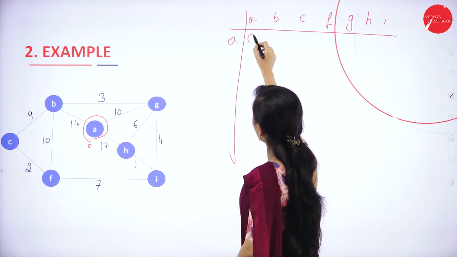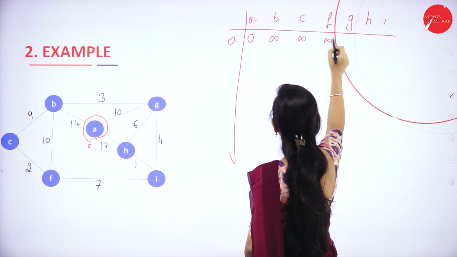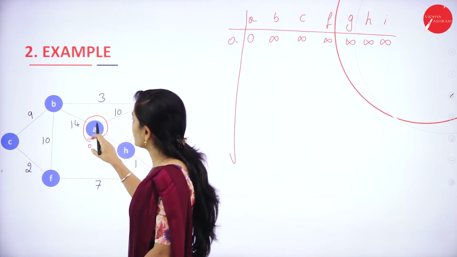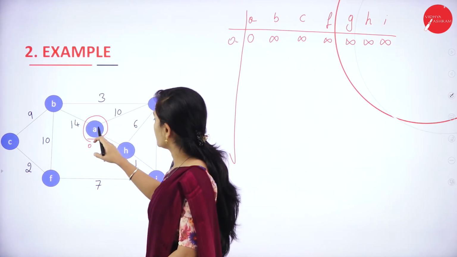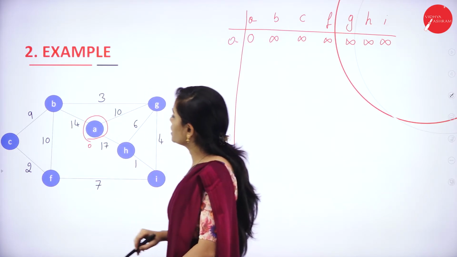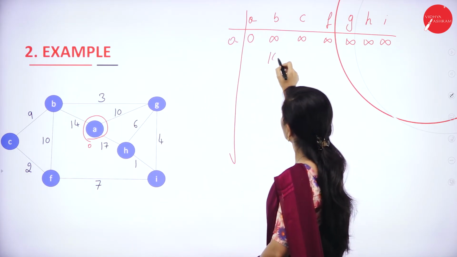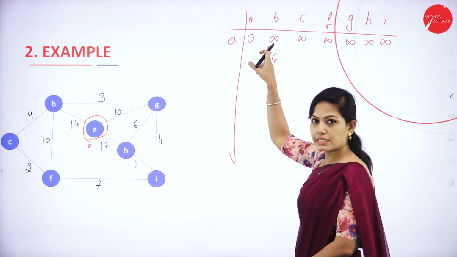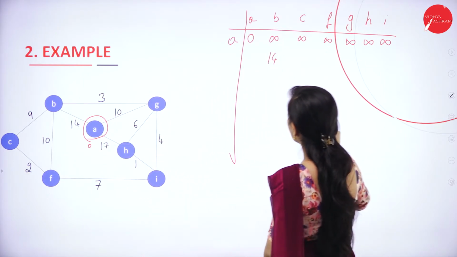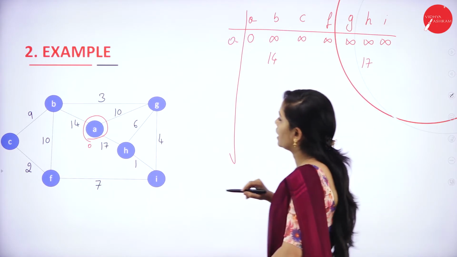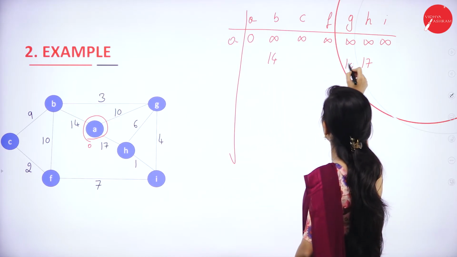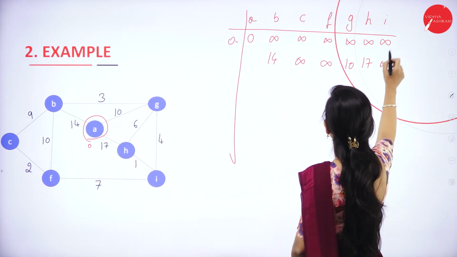To travel from A to A, it is initial value 0 and the remainings are infinity. Clear? And now A is connected to B, A is connected to G, A is connected to H. A is connected to 3 vertex. So A to B is 14. So 0 plus 14 is 14. So 14 is lesser than infinity. And A is connected to H, 0 plus 17 is 17. And A is connected to G, A to G is 10. And the remaining values are same.